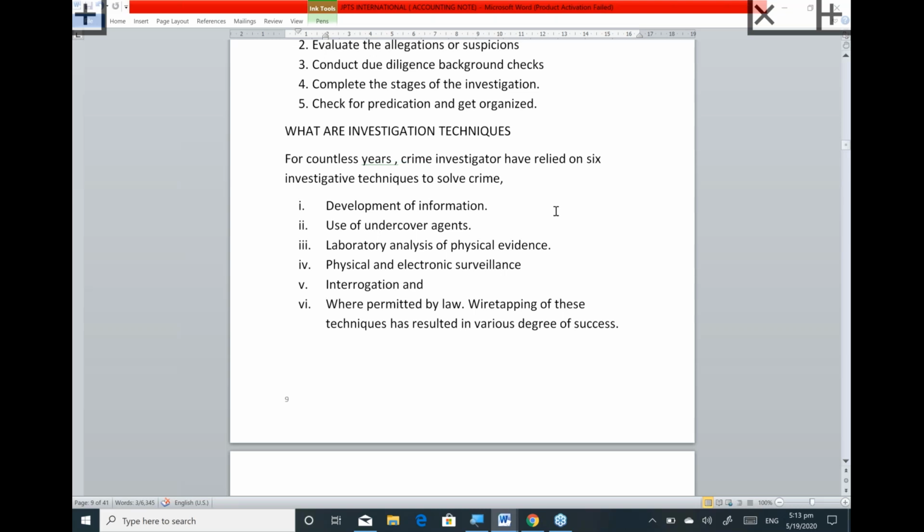Three, laboratory analysis of the physical evidence. You must go down and check the physical evidence. Is it true? We need to check the books, those books that are being handled and others. Then the next one is physical and electronic surveillance.